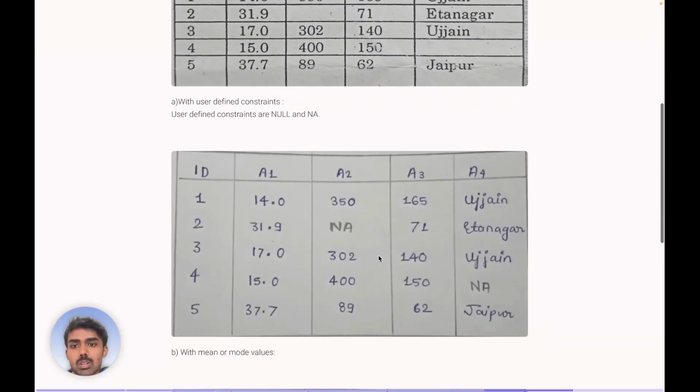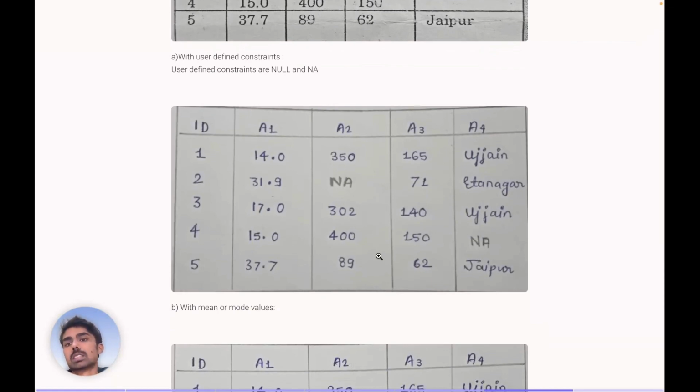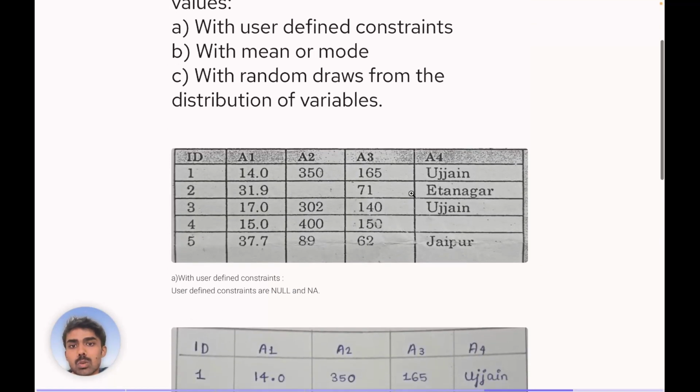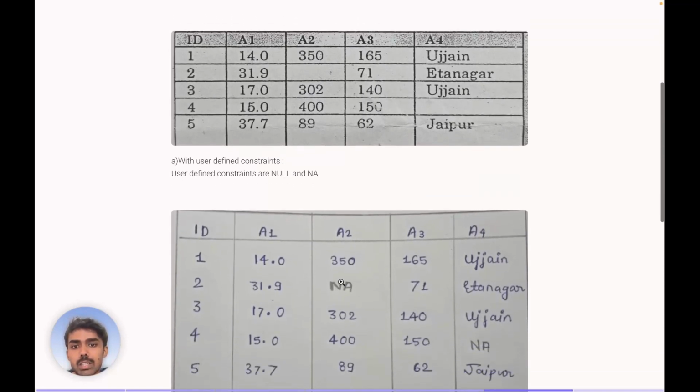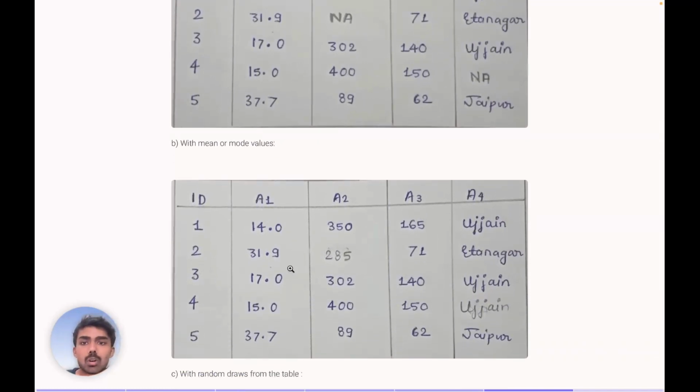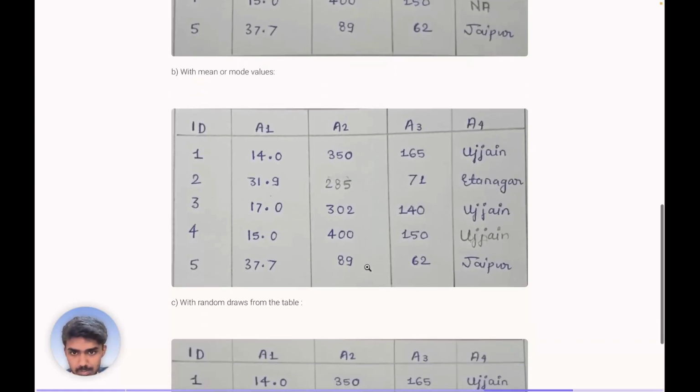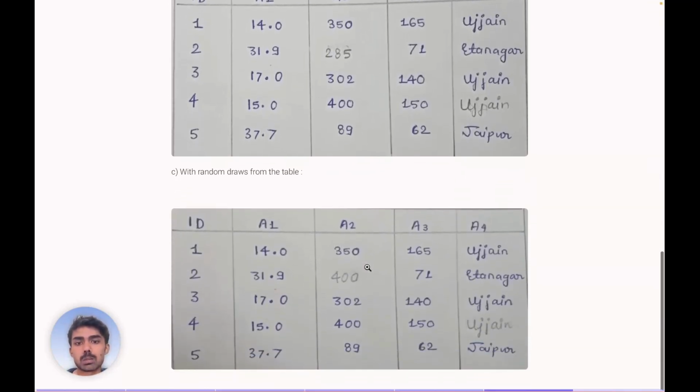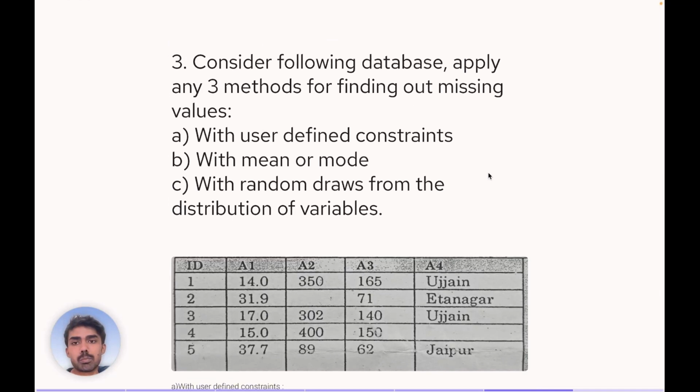So our first solution is with a user defined constraint such as null or NA. Here, as we can see, the A2 column had the second row empty, so we filled it with NA, which is the abbreviation for not available. And the B option is with mean or mode values. The mean or mode values are filled there, like Ujjain appeared two times in the table. And the third is with random draws from the table, such as we used the 400 which had already appeared in this column, and we used Ujjain which had already appeared in this table. So these are our methods for finding out the missing values in a table.